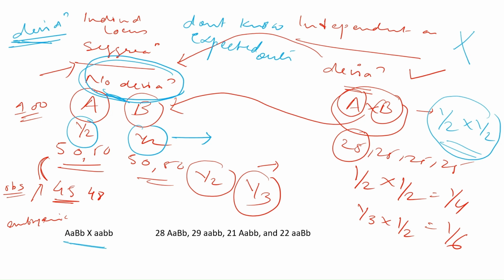Capital A small a, capital B small b, crossed with small a, small b small a. These are the number of progenies obtained. Now perform chi-square test and let me know whether the genes are linked or the genes are assorting independently. Do let me know in the comment section.